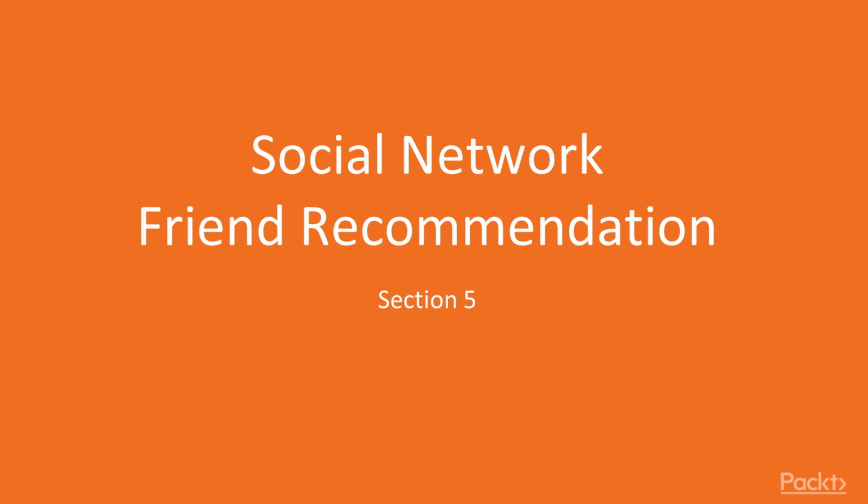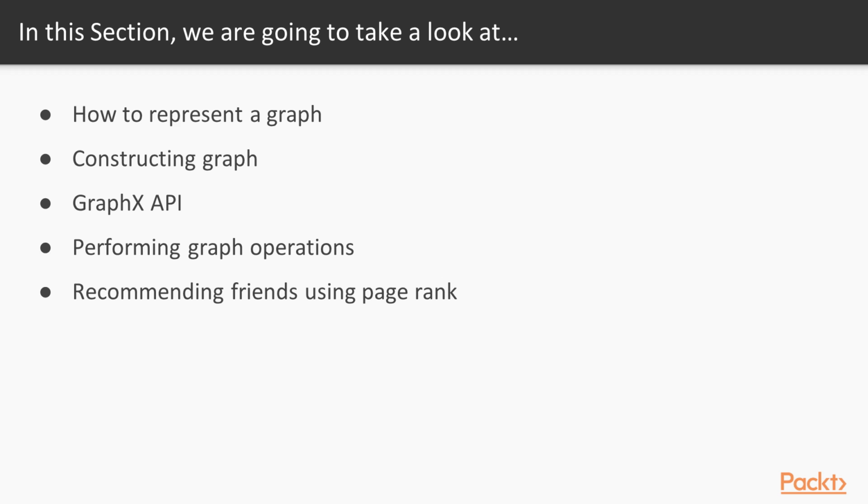Welcome to the fifth section of our course. In this section, we'll be looking at the topic of social network friend recommendation. We will try to build an engine that will give us a recommendation about friends with whom we can be friends. So in this section, we'll be looking at how to represent a graph, because we'll be using a graph data structure to leverage the Spark GraphX API and to find out relationships between friends.